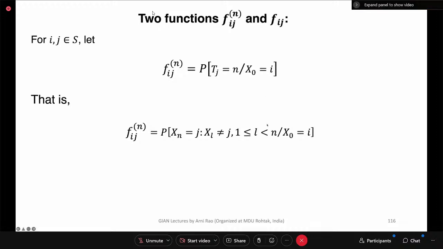So first time reaching at n means before the time step n, for 1 less than or equal to L less than n, it has not reached j. That means XL is not equal to j for all the values of L less than n, and then reaching j.